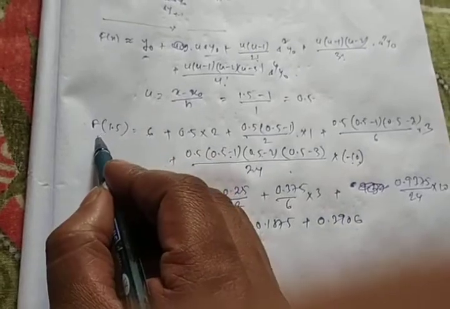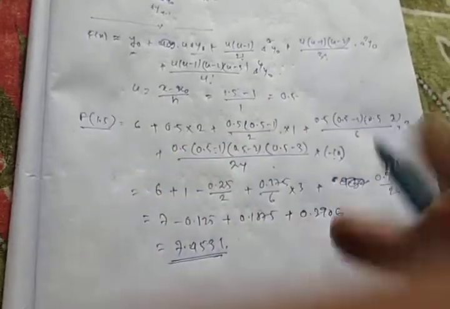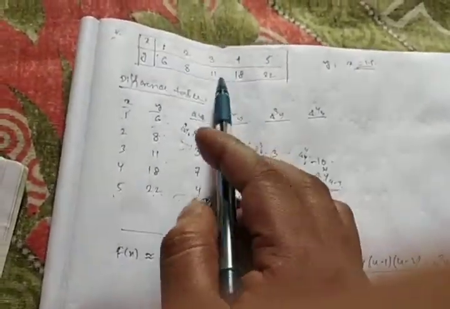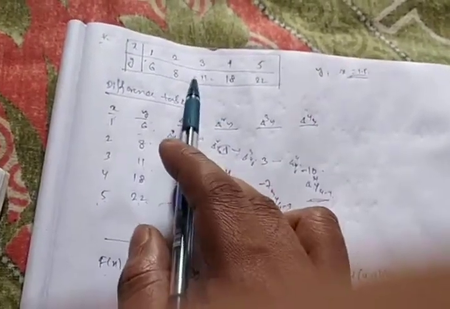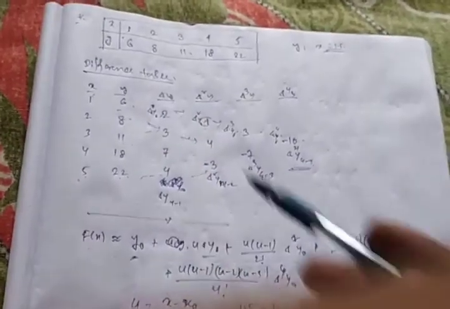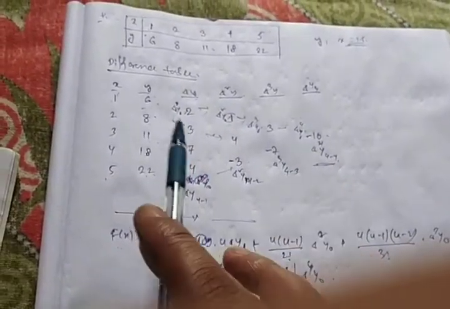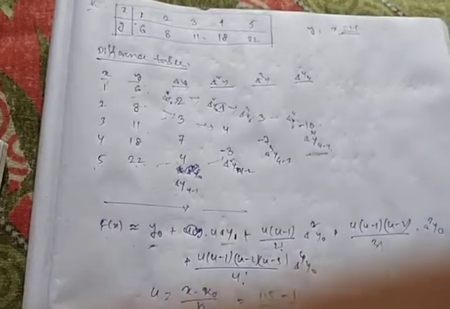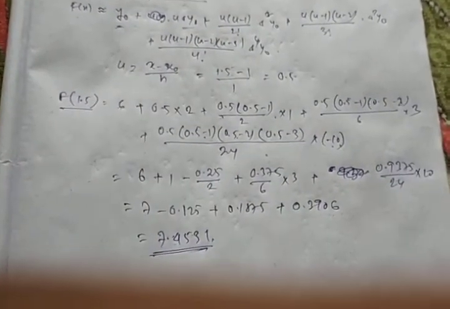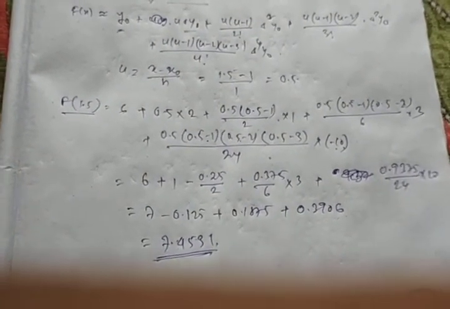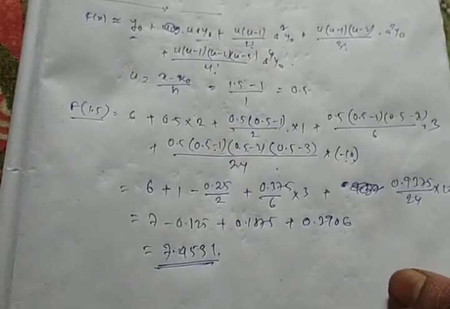So the value at x equals 1.5 will be 7.4531. So this is the process. If a table is given and we have to find a point which lies at the beginning of the table, we will use the Newton forward interpolation formula in this way. First we have to calculate the difference table, and then using the formula we will get the desired value at the point. Okay, so this is the use of the Newton forward interpolation formula.